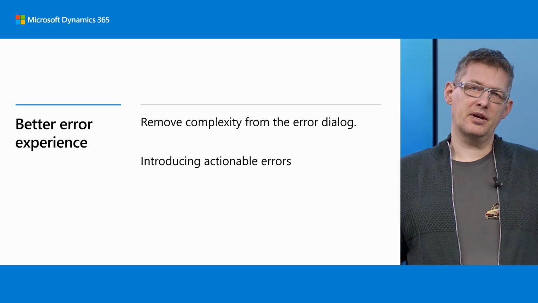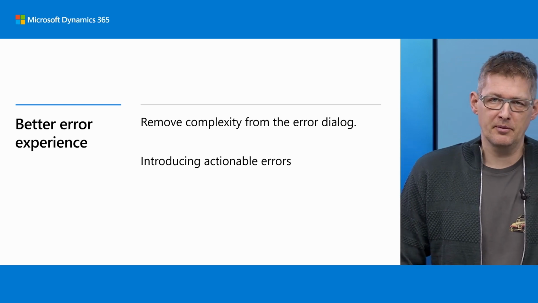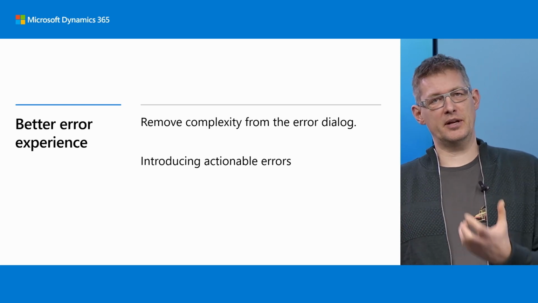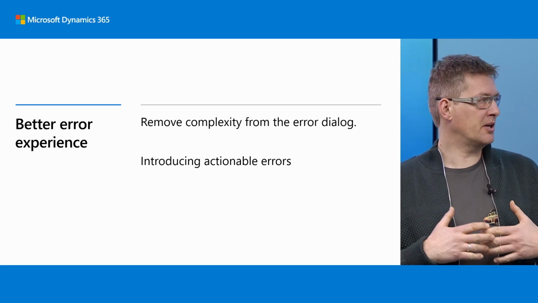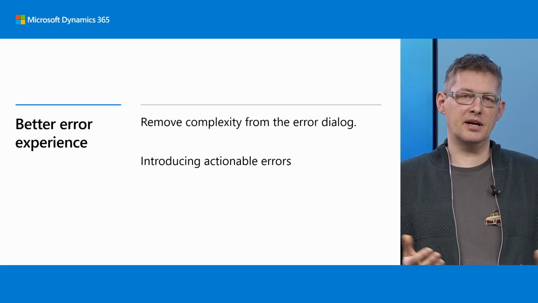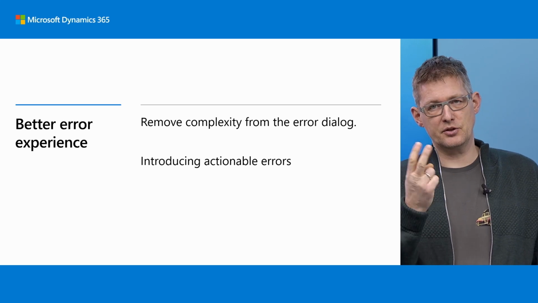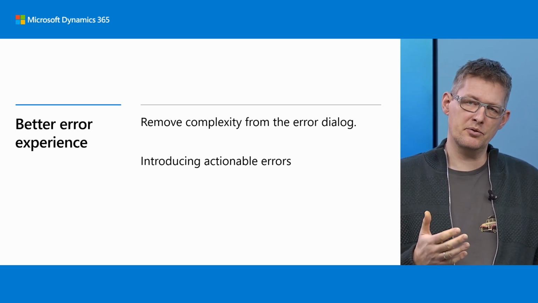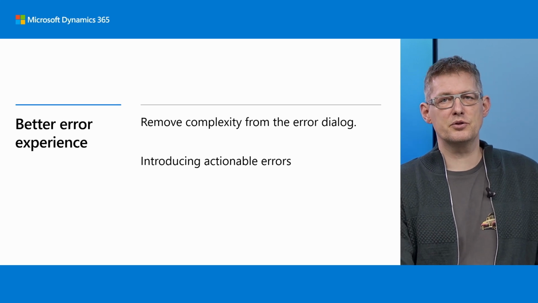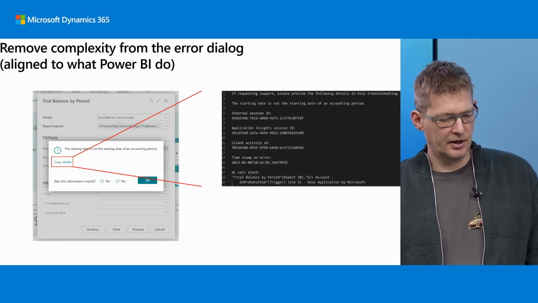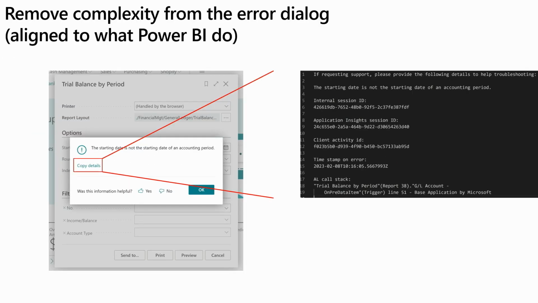A more visual thing that we added in the AL runtime is in what we call the error experience. I mean, it's not a great experience to get an error, but let's make sure that users get a good experience even in case errors occur. So we did two things here. First of all, we removed complexity from the error dialog, which I'll show you, and then we're introducing what we call actionable errors.